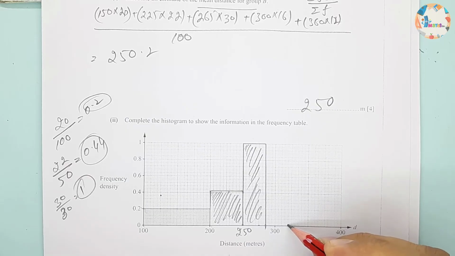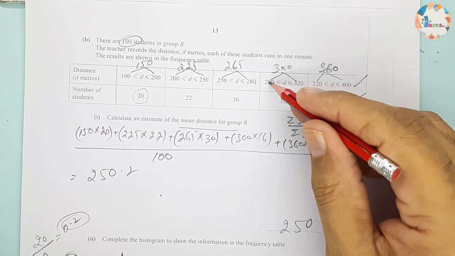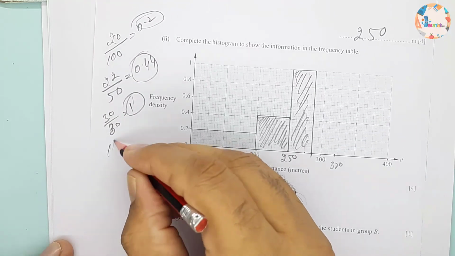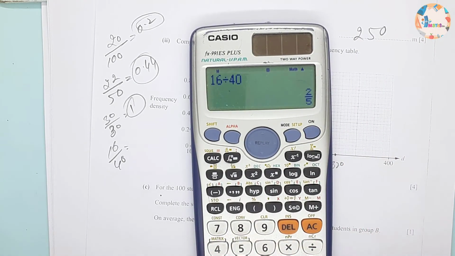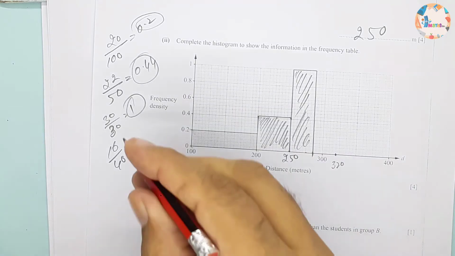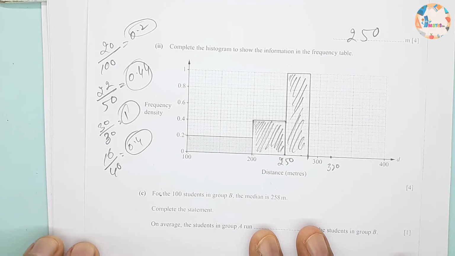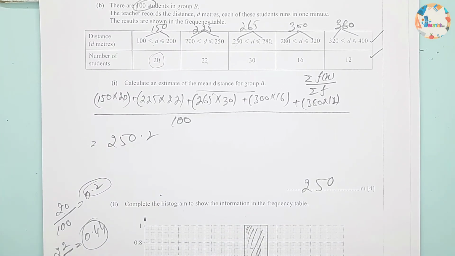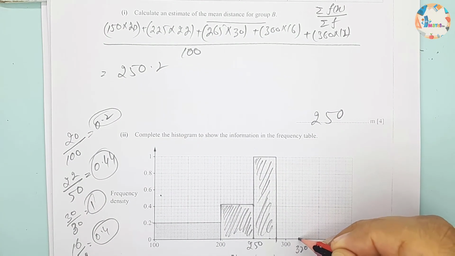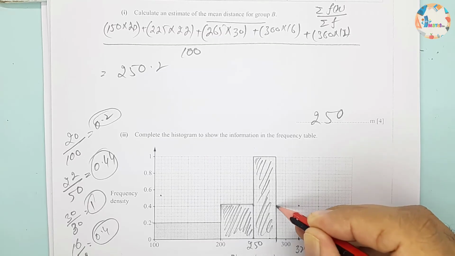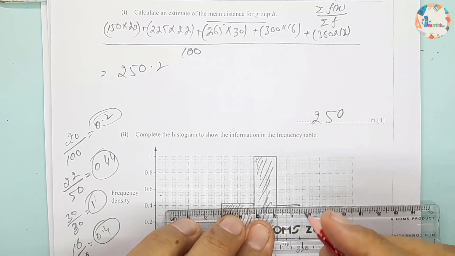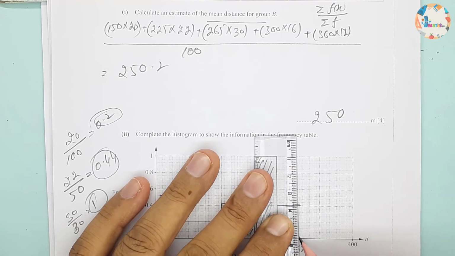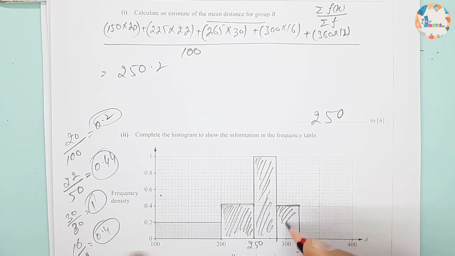Now next is from 280 to 320. So this is 325, so up to this one will be 320. This is 320, and the class width is 40. So 16 divided by 40 will be equal to 0.4. So this will be 0.4 as well. Now from 280 to 320, this will be 0.4. So we can draw like this. Basically I'll have to use the scale better. Okay, this one, and this side will be like this. Now this is also done.